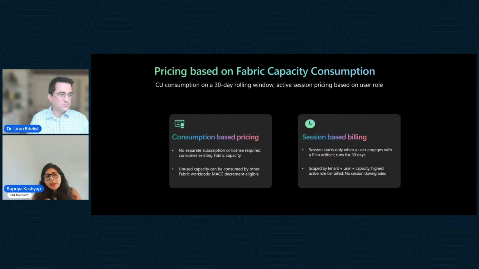So to ensure that users are not unnecessarily paying for a license throughout the year, we based our pricing on Fabric capacity consumption. So anyone who is on Fabric, who already has a Fabric tenant, can start using planning within their environment. And any unused capacity flows to other Fabric workloads. So it's a very consumption-based pricing.